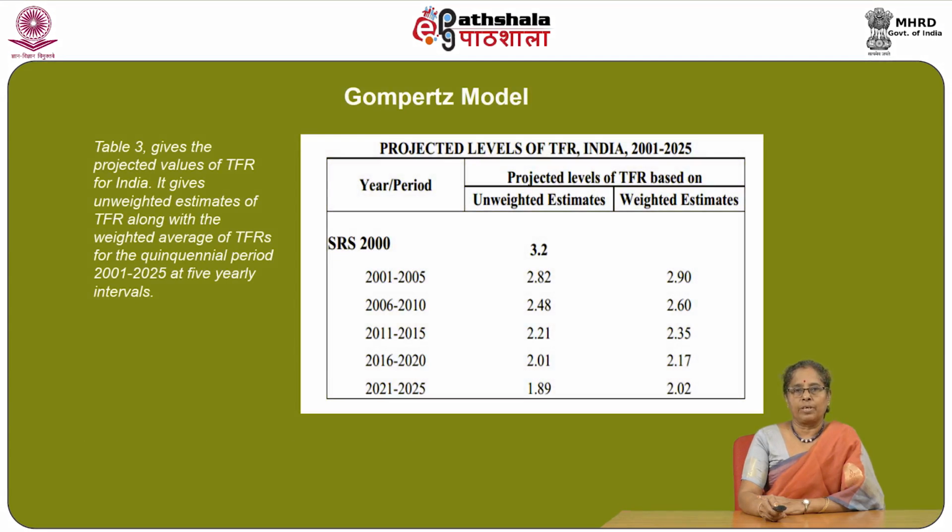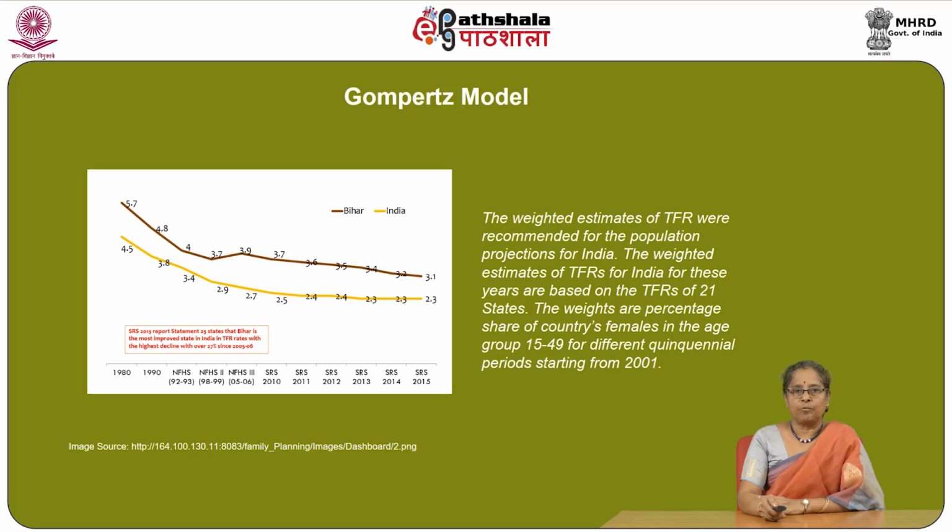Table 3 gives the projected value of TFR for India. It gives the unweighted estimates of TFR along with the weighted average of TFRs for the quinquennial period 2001 to 2025 at 5-yearly intervals. There are two estimates, unweighted estimates and weighted estimates. The weighted estimates of TFR were recommended for the population projections for India. The weighted estimates of TFRs for India for these years are based on the TFRs of 21 states. The weights are the percentage share of the country's females in the age group of 15 to 49 for different quinquennial periods starting from 2001.